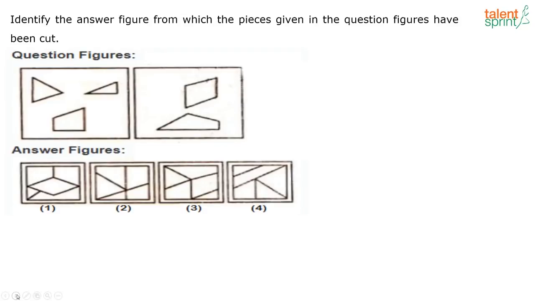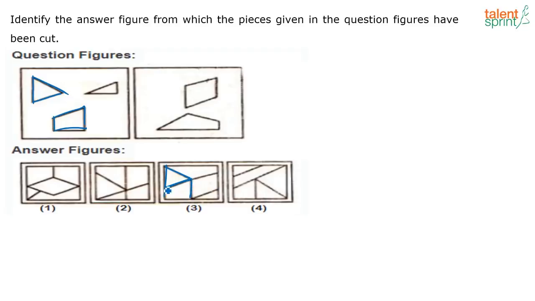Next one. Identify the answer figure from which the pieces given in the question figures have been cut. Yes, here the correct answer is option C. If you see this triangle, where is this triangle? Here. Okay. This one, where is that?